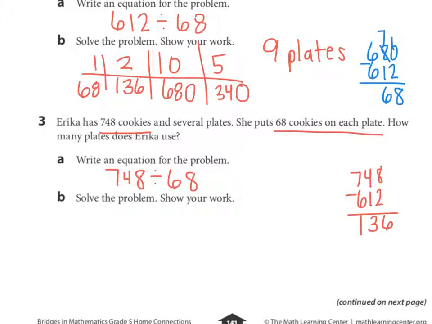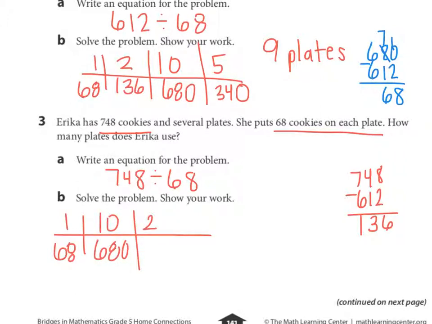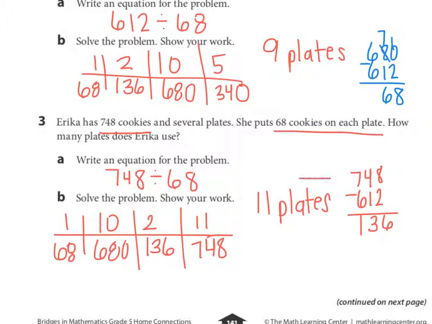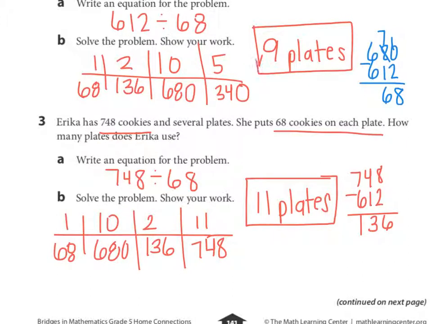So if I wanted to show that as a ratio table, I could say one group of 68, 10 groups of 680, 2 groups is 136, 11 groups would be 10 groups plus 1 group, which would be 748. So therefore the answer is 11 plates. And since I have a lot going on right there, maybe I can even box my answer to make it easier to see. Let's go on to the next one.